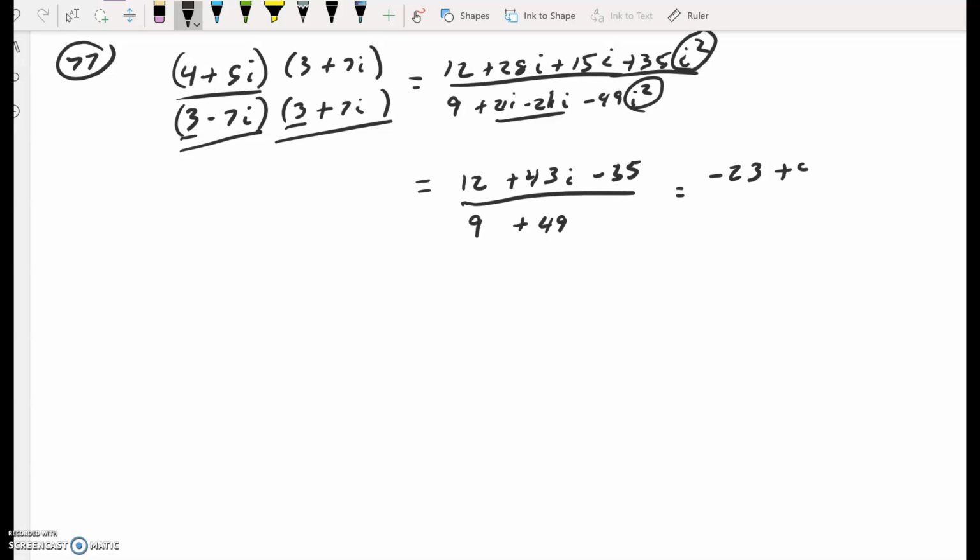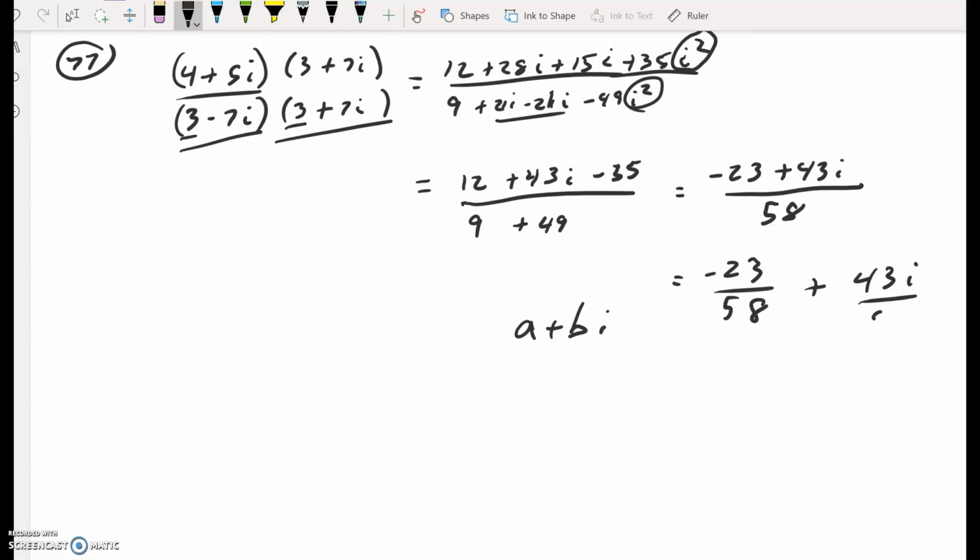Negative 23 plus 43i, and on the bottom we have 58. That's a reasonable answer, except if we want our answer to look sort of like a plus bi, then we would need to distribute the 58 to each part in the numerator separately, and we would get this.